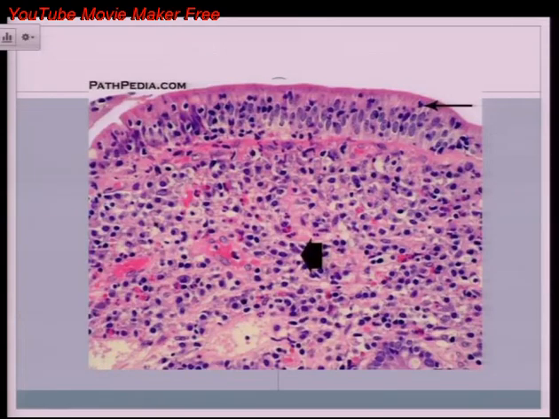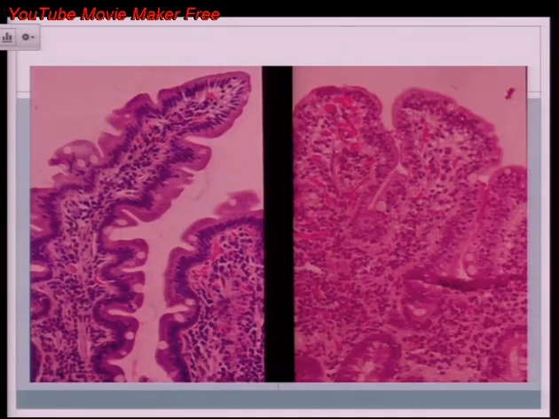So this is again a pathology picture showing the same thing. So here you have the increased intraepithelial lymphocytes, as you can see here. Of course, the villus blunting is not clearly seen on this one. Again, absence of villi, compensatory crypt hyperplasia, and then increased intraepithelial lymphocytes. And this is normal.